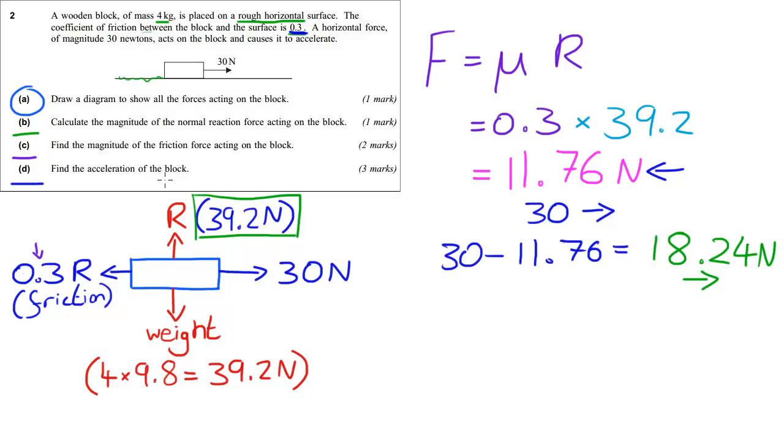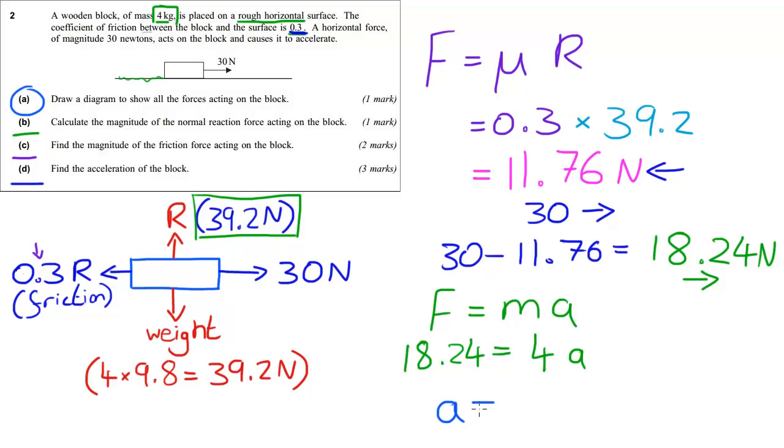So then, how do we calculate the acceleration? Well, F equals ma. So we have our F, so our 18.24 is equal to mass. Mass is up here, mass is 4 kilograms, 4 times A. So let's divide both sides by 4, and if we do that, we will end up with A is equal to 4.56 meters per second squared. That's meters per second squared acceleration. That's the end of this question. See you on the next one.